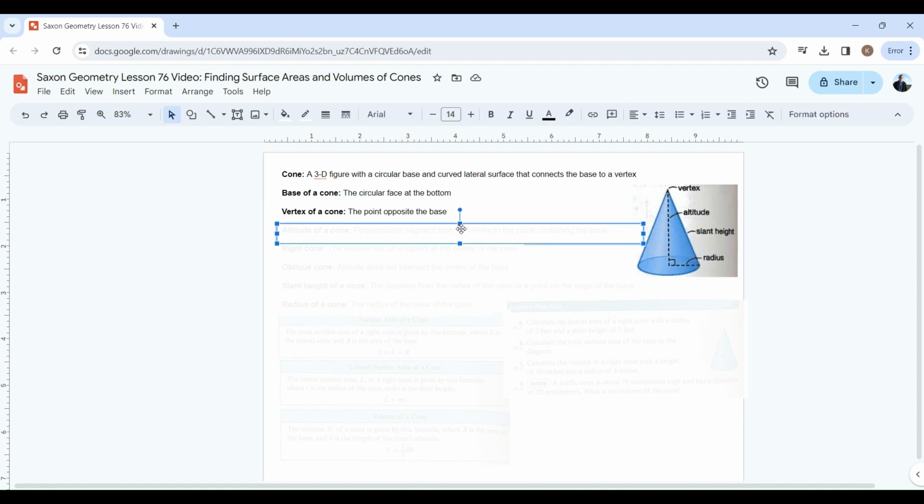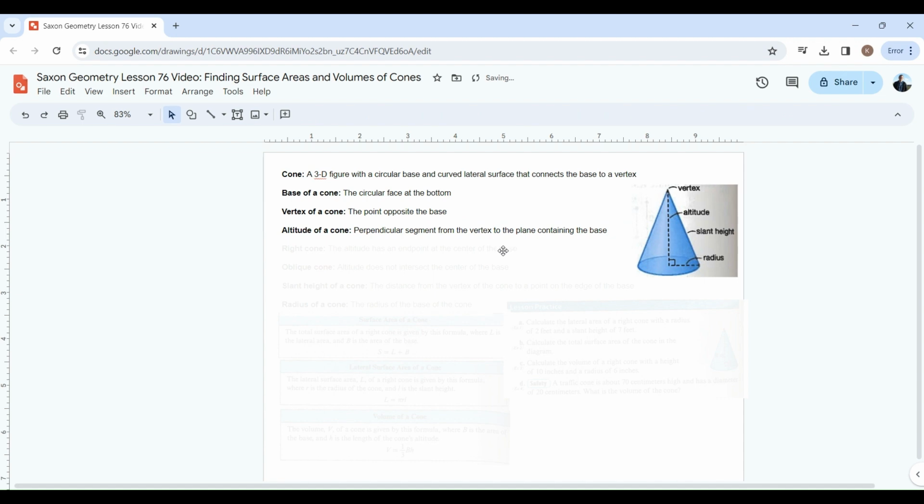And then the altitude, now, this is important. It's perpendicular to the base. It's a perpendicular segment from the vertex to the plane containing the base. So, most cones that you're used to seeing will have the vertex over the base. So, it's actually perpendicular to the base itself when you drop the altitude.